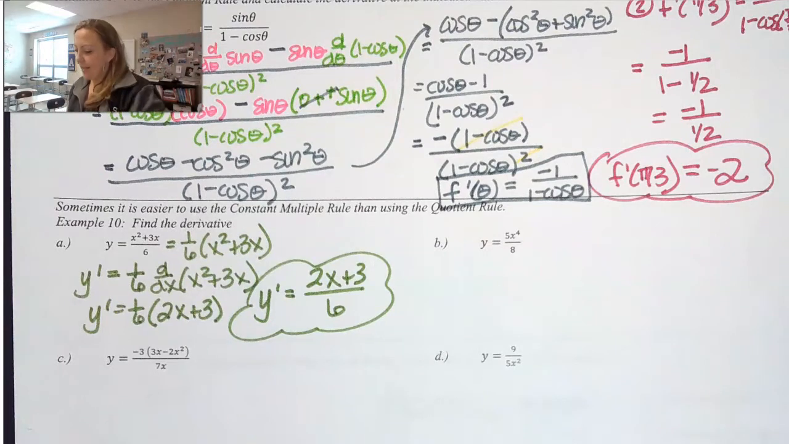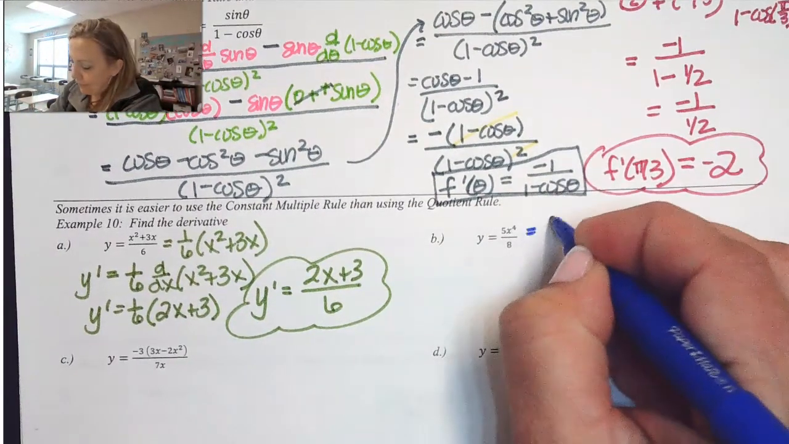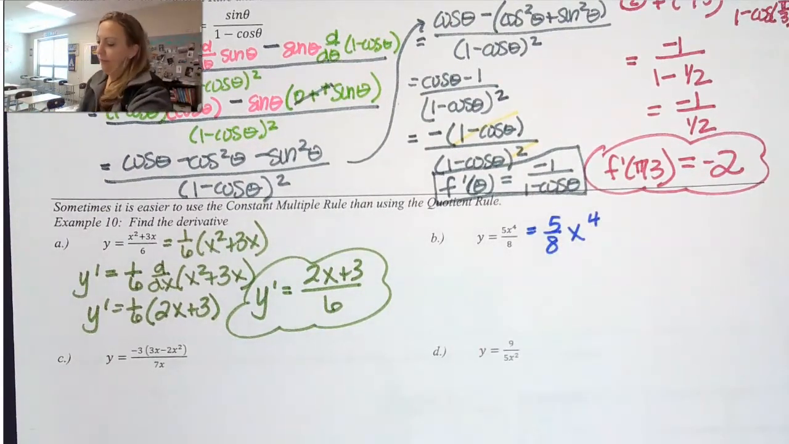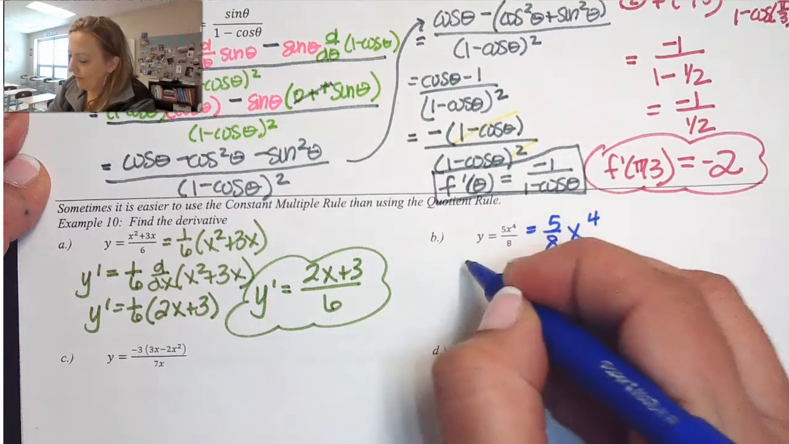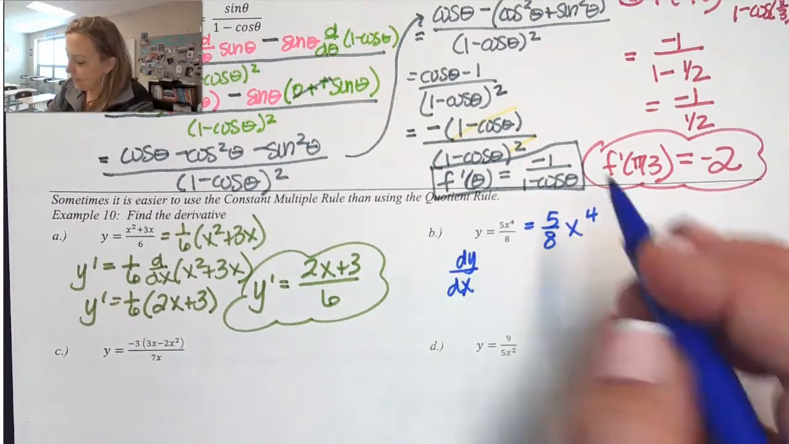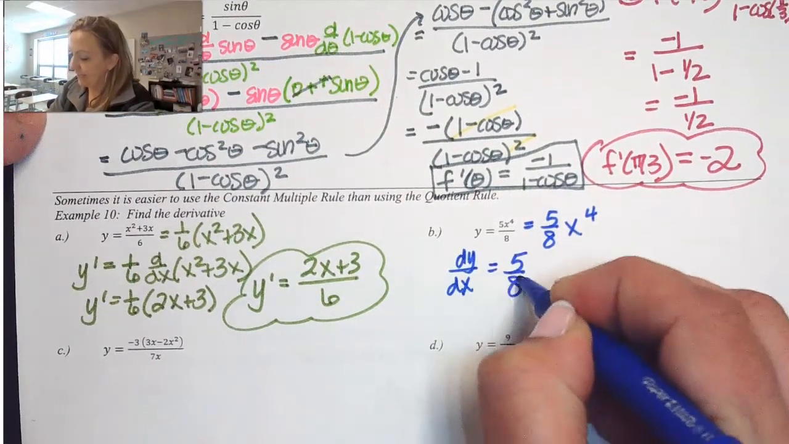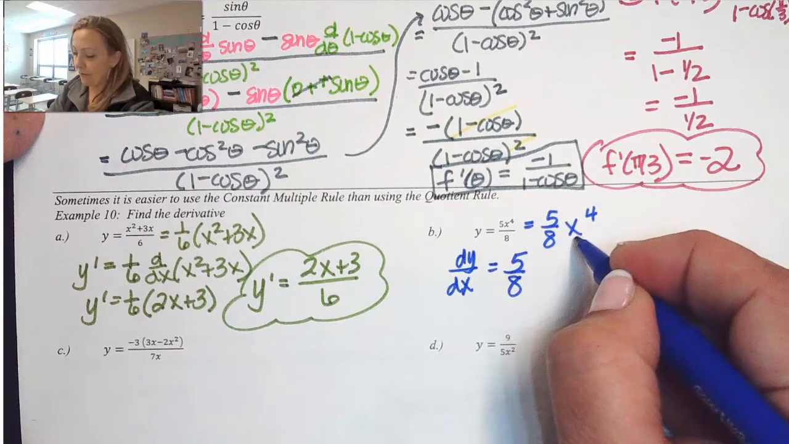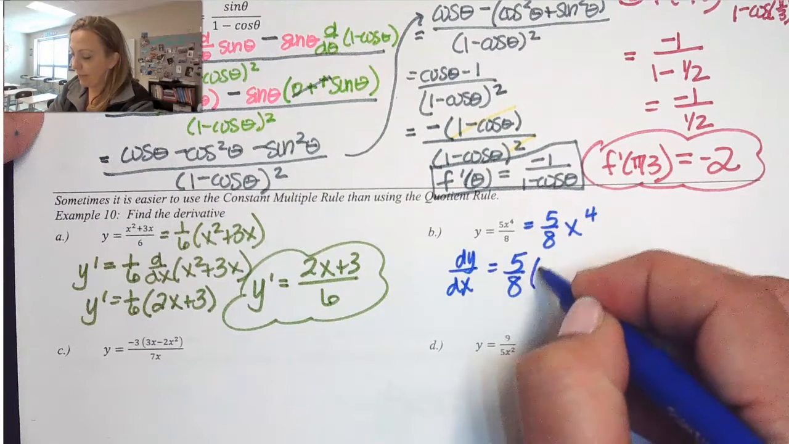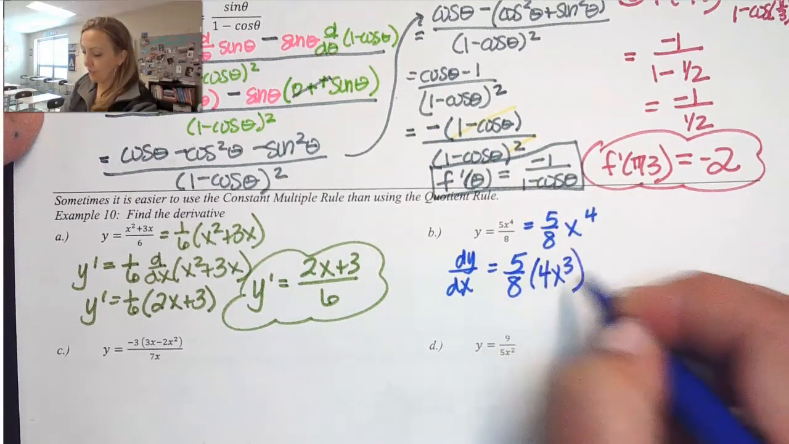In letter B, I have y equals 5x to the 4th over 8. Yes, this is a quotient, but it might be smarter for us to think about this as 5/8 times x to the 4th. So if I'm going to find my derivative, y prime or dy dx, I can take 5/8 times the derivative of x to the 4th. What would the derivative of x to the 4th be? Well, that would be 4x cubed.